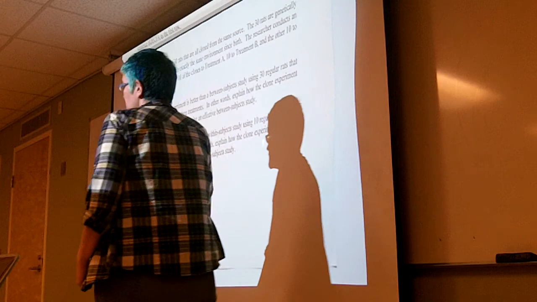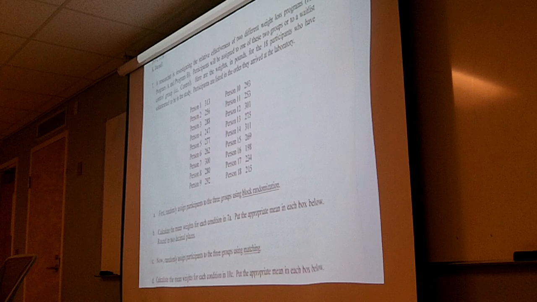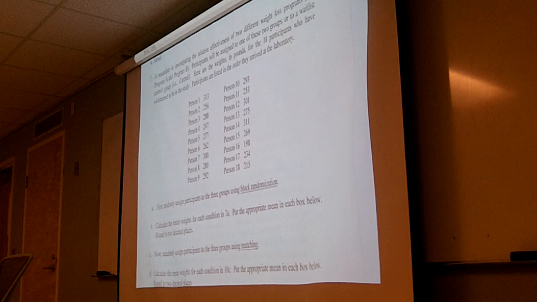Okay, so next problem. All right, here we go. Seven. Here's the one everyone freaks out about. All right, researchers investigating the relative effectiveness of two different weight loss programs, conveniently named Program A and Program B. Participants will be assigned to one of these two groups or to a waitlist control group known as control.